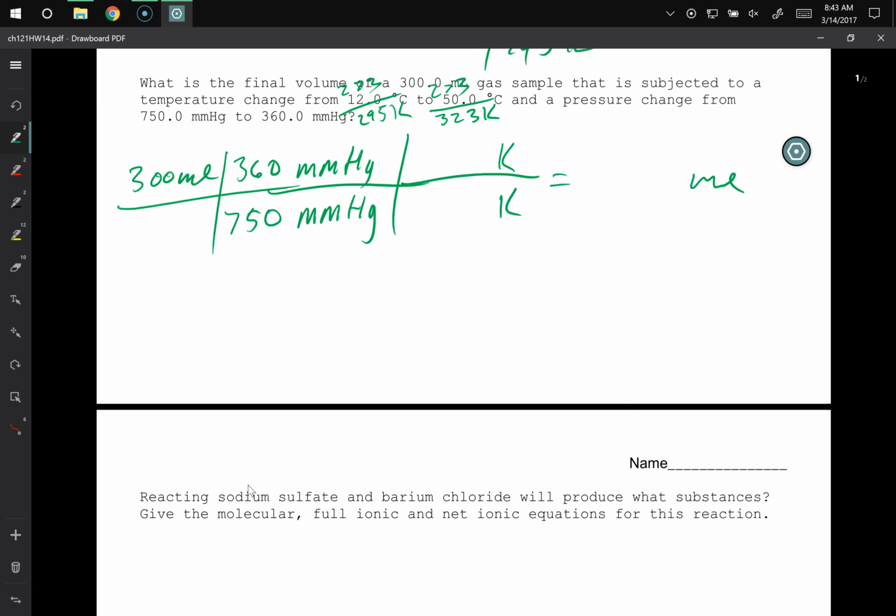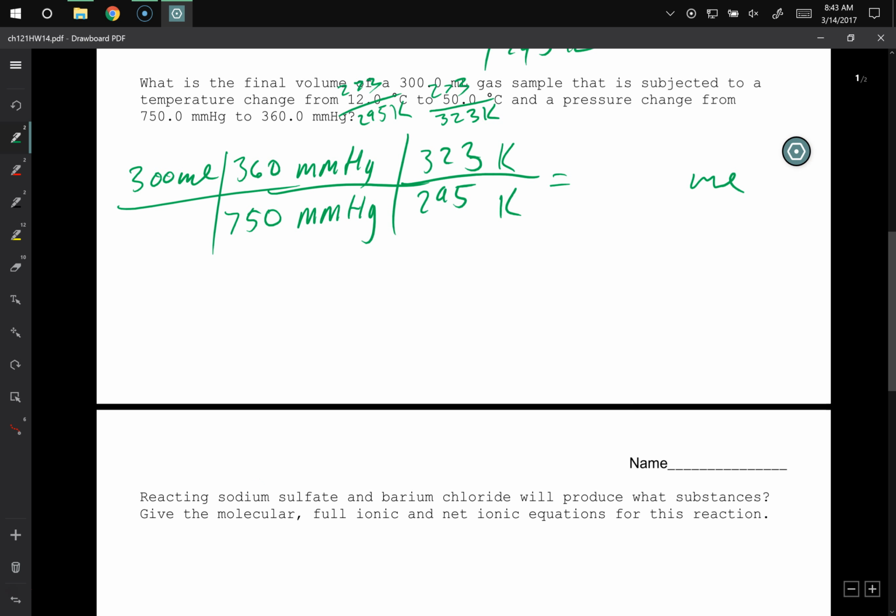What about my temperature? What did I do to my temperature? The temperature went up. So if I increase the temperature of a gas, what would that do to the volume of the gas? It would make it get bigger. So these two things are fighting each other. That's fine. We know how they fight each other, so it's not a big deal.